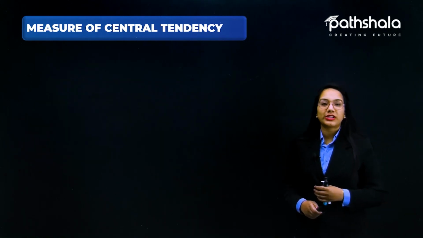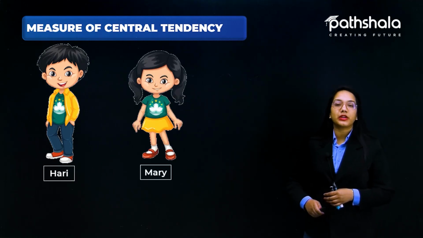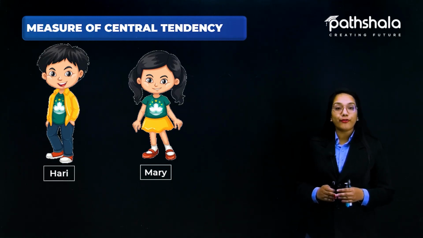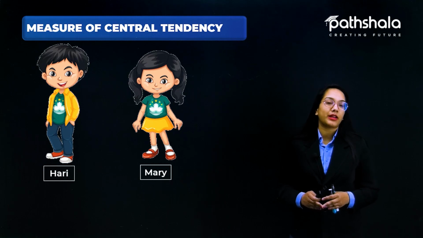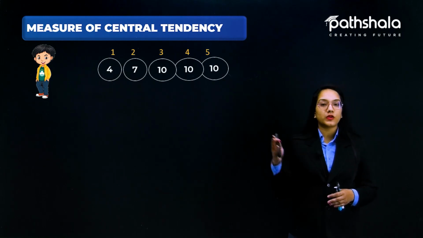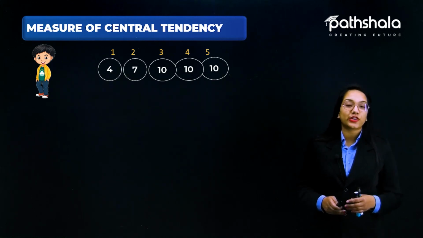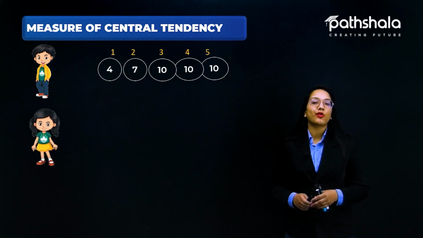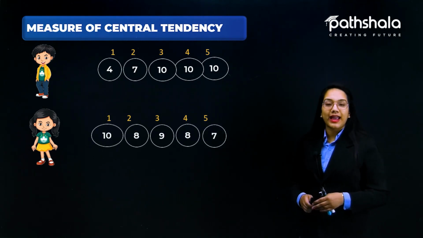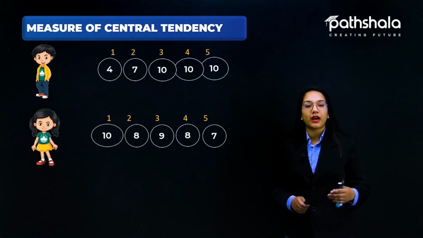Suppose, as an example, there are two children, Harry and Mary, and they have scored in a particular test in which there were 5 questions and each question was exactly 10 marks. Harry's scores in the 5 questions are 4, 7, 10, 10 and 10, out of 10 marks each. Similarly, Mary's scores in the 5 questions were 10, 8, 9, 8 and 7. They wanted to see whose performance is better.